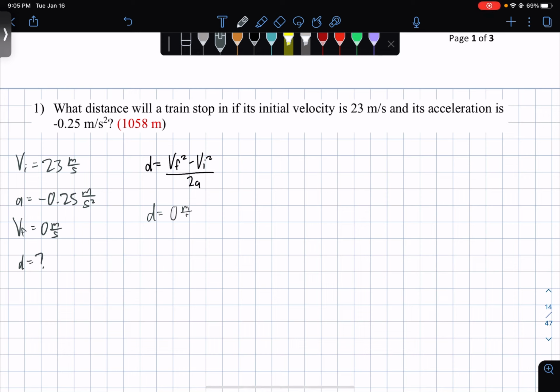Vf is 0 meters per second, and put a squared. Vi is 23. Acceleration is negative 0.25. According to the calculator, the value is 1058. And then put the meters.